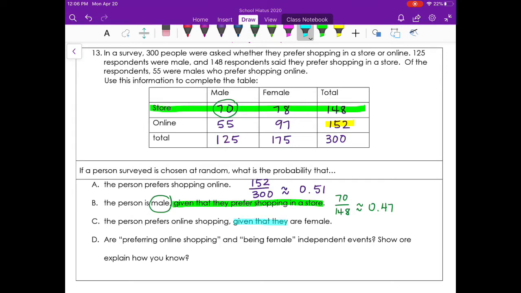Next, we'll find the probability that the person prefers online shopping given that they are female. So we'll only be looking at the female column. The denominator of our fraction will be 175, and then we'll locate the number of people who prefer online shopping in that category, which is 97. So 97 out of 175 females prefer shopping online. We'll divide to get approximately 0.55.